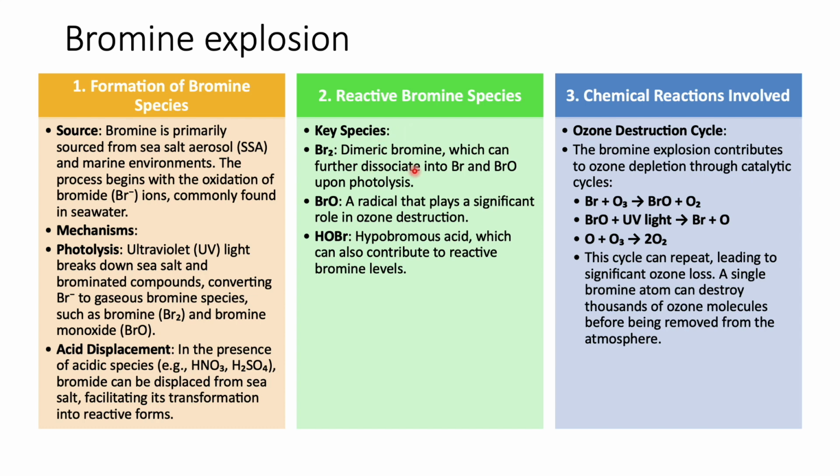And what are the key species involved? Bromine, the dimeric bromine, which can further dissociate into bromine and bromine oxide upon photolysis, and HOBr, hypobromous acid. These are the main bromine species involved. So what are the chemical reactions involved? Bromine plus ozone gives bromine oxide plus oxygen. Bromine oxide plus UV light gives bromine radical and oxygen radical. This oxygen radical again reacts with ozone to destroy the ozone and give oxygen. So that means there are two places where the ozone is actually destroyed.